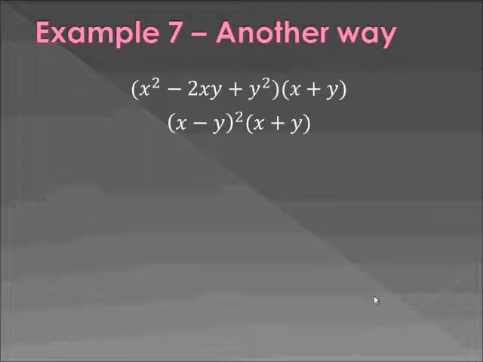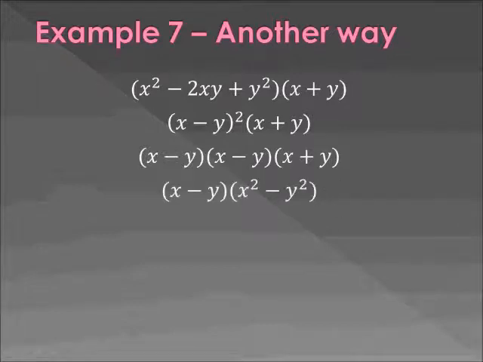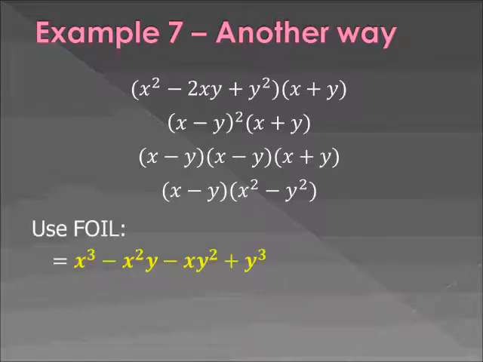Now you have x minus y squared times x plus y. If I split out the x minus y's, it looks like that. What I can do now is take the x minus y and x plus y, and I have a difference of squares. So that simplifies further to x minus y times x squared minus y squared. Now you would just use FOIL like you did back in number 1. And if you do that, you get x cubed minus x squared y minus xy squared plus y cubed. You get the same answer. So either way works well.